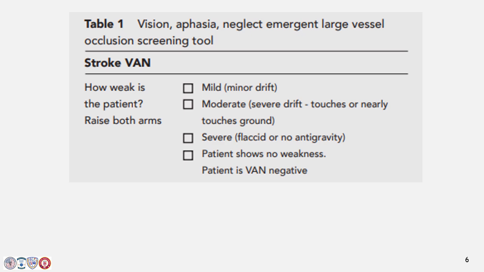So if you've already done that palms up, hold your arms out in front of you, count to 10, you count to 10, not the patient, and there's no arm drift, then you don't need to repeat that because the patient is VAN negative. If the patient does have arm drift, minor, moderate weakness, complete flaccidity, new onset paralysis, then the patient gets a VAN, the full VAN exam. But if the patient shows no weakness, VAN negative, full stop now.